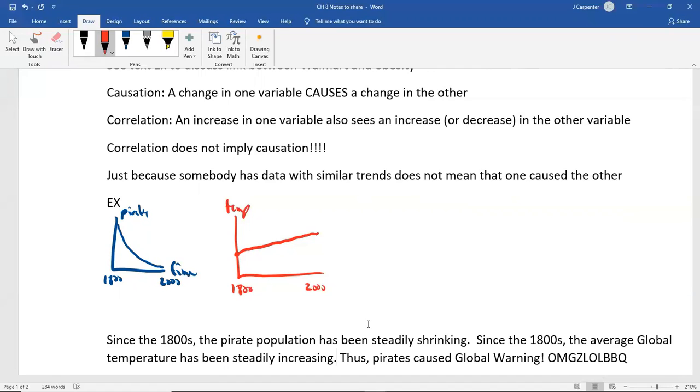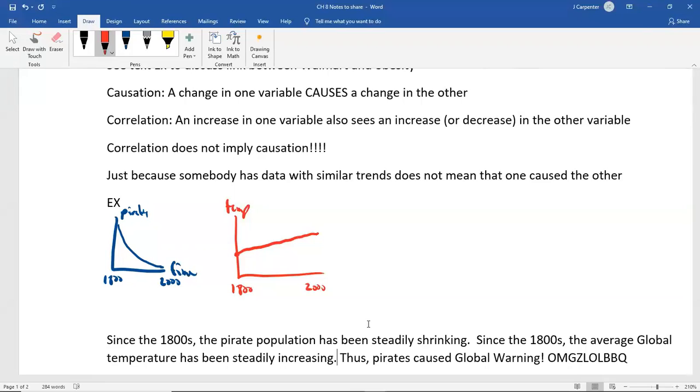So again, there are people out there that would publish this, and that's sadly not a joke: that pirate population shrinking is what caused the global temperature to increase. Can you imagine saying that? And it is 2020. We say some weird things in 2020, and there's some weird things going on in 2020. But I just don't think that pirates were keeping the global temperature down. That's what this statement is saying. It's saying that somehow the pirate population shrinking has somehow caused the temperature to increase.